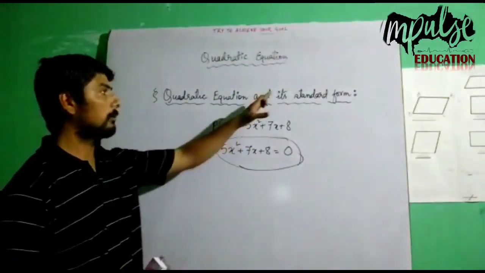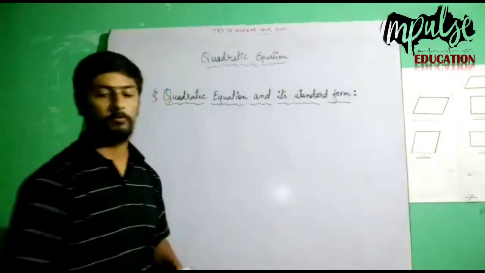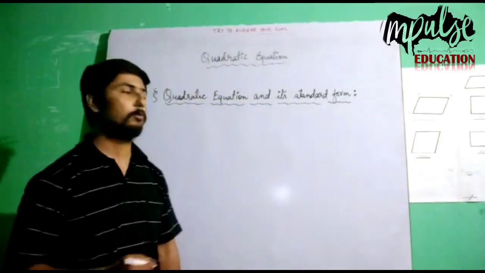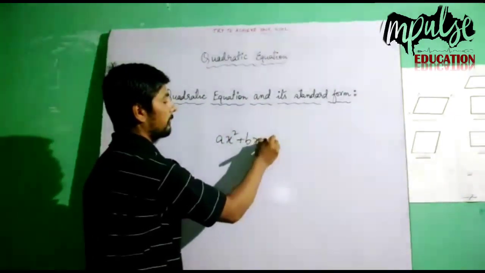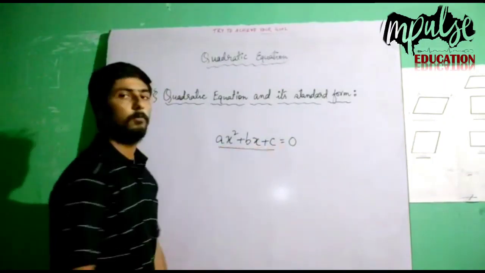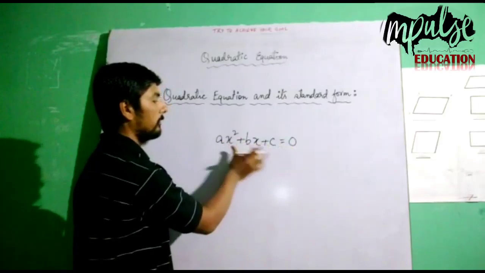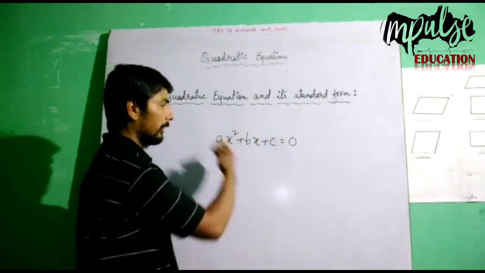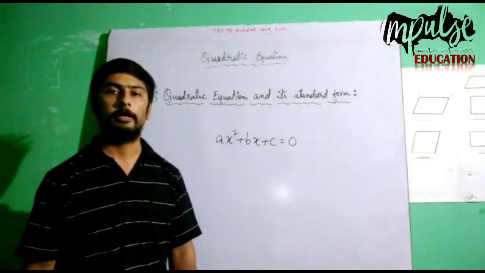Now let us come to the standard form of a quadratic equation. What is the standard form of a quadratic equation? The standard form of a quadratic equation is ax square plus bx plus c is equal to 0. You remember this is the general form of a quadratic polynomial, and if we equate this general form of a quadratic polynomial with 0, then whatever result we get is said to be the standard form of a quadratic equation.